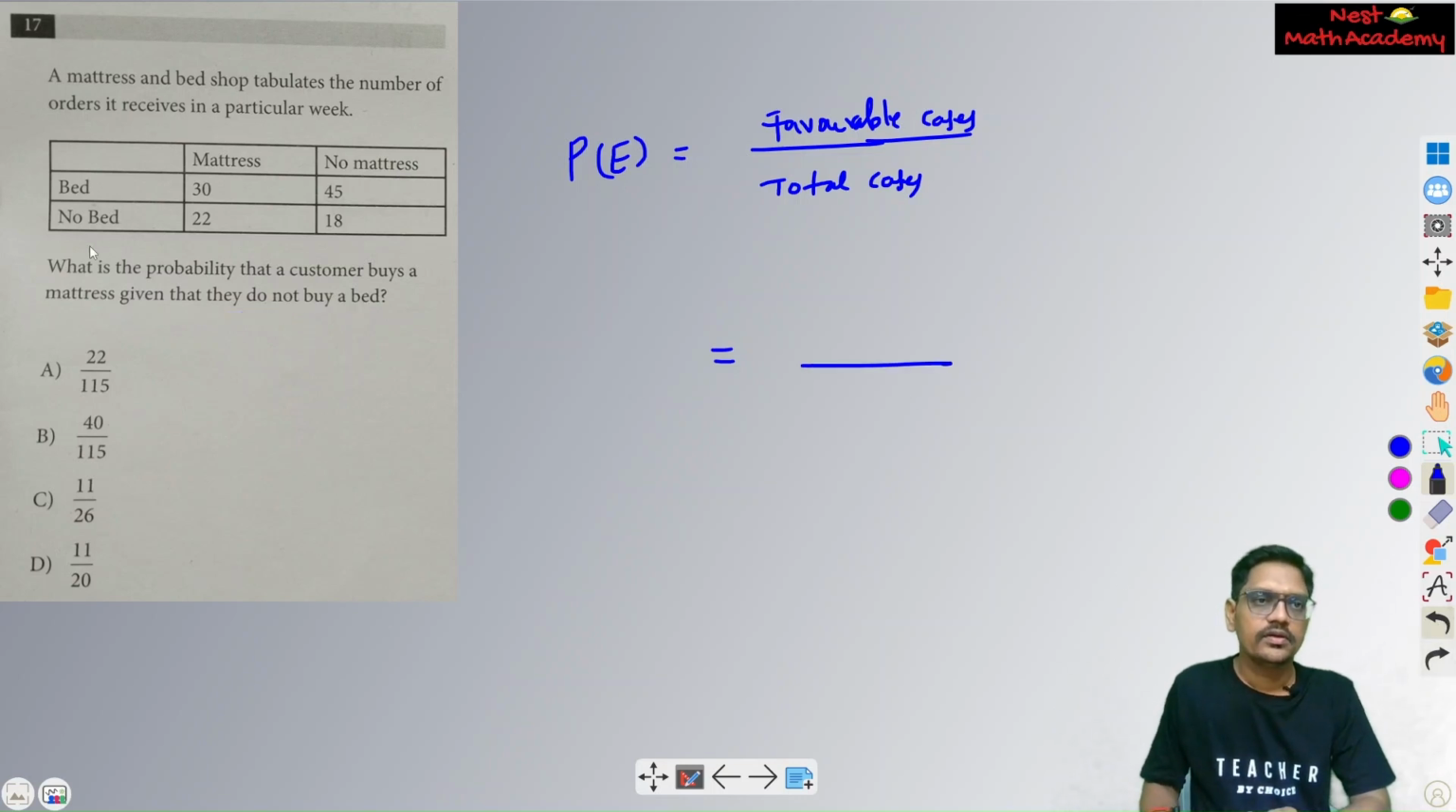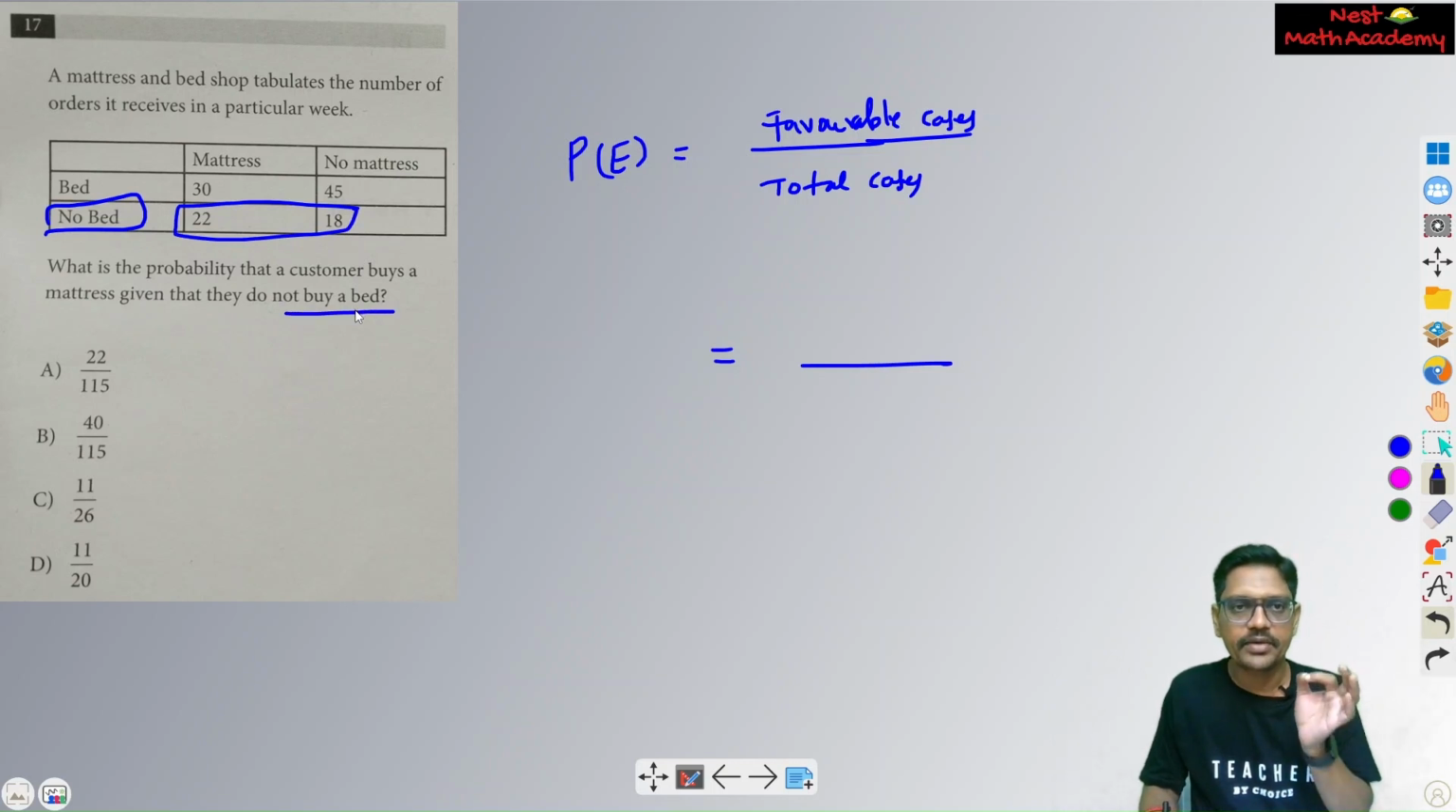So they're not buying the bed. So this row must be added together. No bed. They did not buy a bed. So 22 plus 18, which is 40. Making sense? Right. That is part 1.